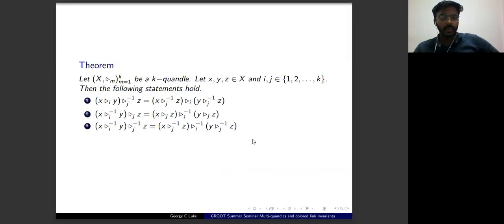Some properties of multi-quandles which we have defined are as follows. (x ◁_i y) ◁_j^{-1} z should be equal to (x ◁_j^{-1} z) ◁_i (y ◁_j^{-1} z). (x ◁_i^{-1} y) ◁_j z is (x ◁_j z) ◁_i^{-1} (y ◁_j z), and then (x ◁_i^{-1} y) ◁_j^{-1} z is (x ◁_j^{-1} z) ◁_i^{-1} (y ◁_j^{-1} z).